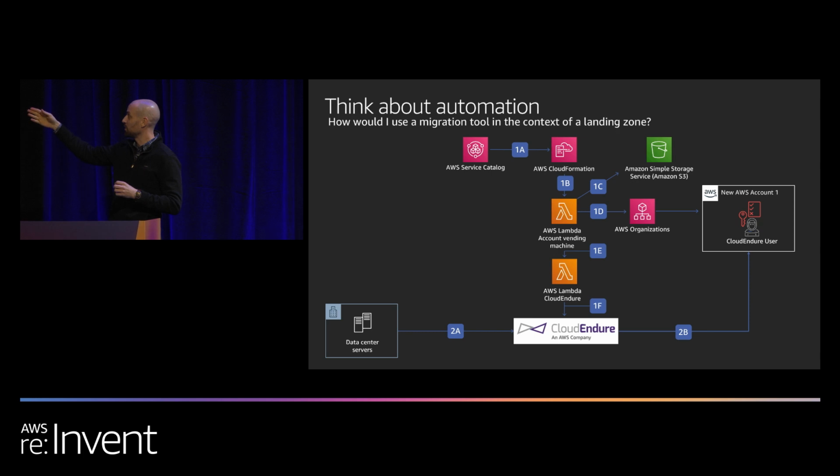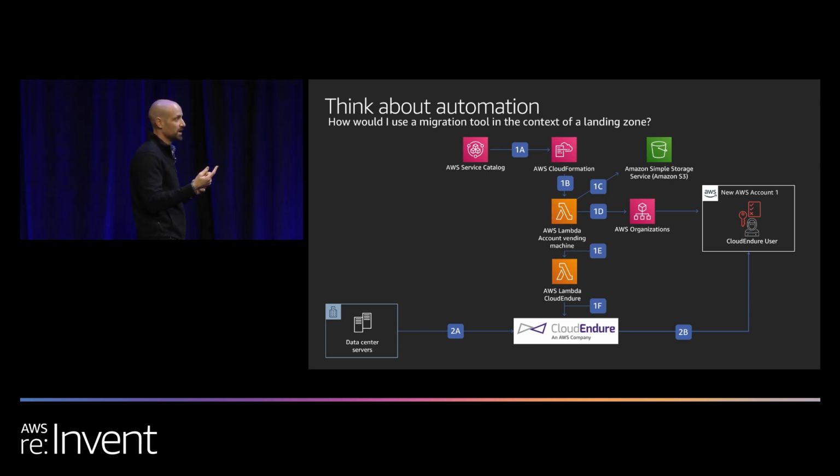And that Service Catalog will invoke a CloudFormation template, which then invokes a Lambda function, which we call the account vending machine. What the account vending machine does is call the Organizations API and bootstrap in a brand new account. In that account, we fine-tune it: we delete the default VPC, and we set up the CloudEndure IAM access, because CloudEndure needs IAM permissions to actually replicate over. So we're automating all of that.